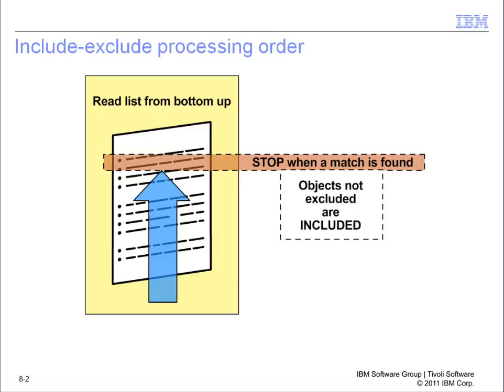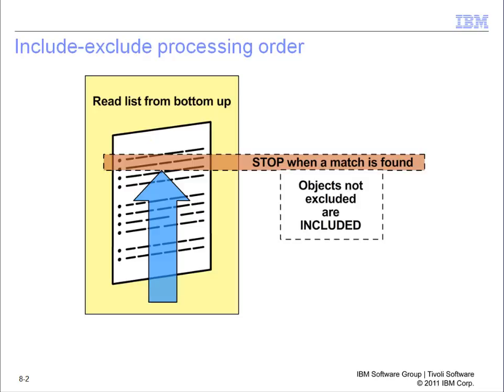The 3 rules of include-exclude processing. 1. The list is read from the bottom up as it appears in the dsm.opt file. So if you look in your dsm.opt file, include-exclude processing will read from the bottom of the file up. Remember, when you add options to your dsm.opt, they go on the bottom. So the order of the list is very important here. And this is how it appears in dsm.opt. It might appear a little differently in the Preference Editor.